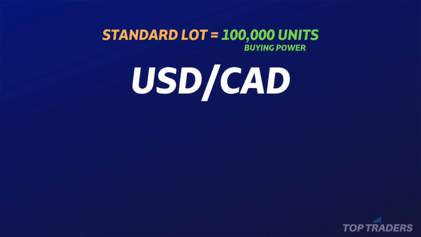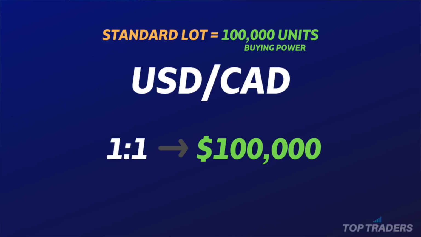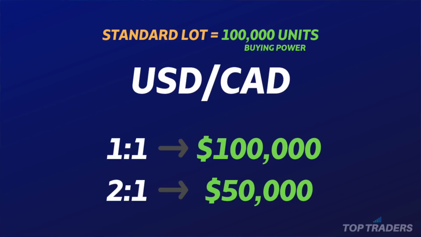So for me to put that trade on, if I wanted a standard lot, I'd have to have $100,000 in my trading account. But even if I had 2 to 1 leverage, immediately it cuts in half, and I have to have $50,000 in my trading account, and then they're going to margin me the other $50,000. But they technically wouldn't do that because of free margin and all that kind of stuff. But we'll talk about that in a second.